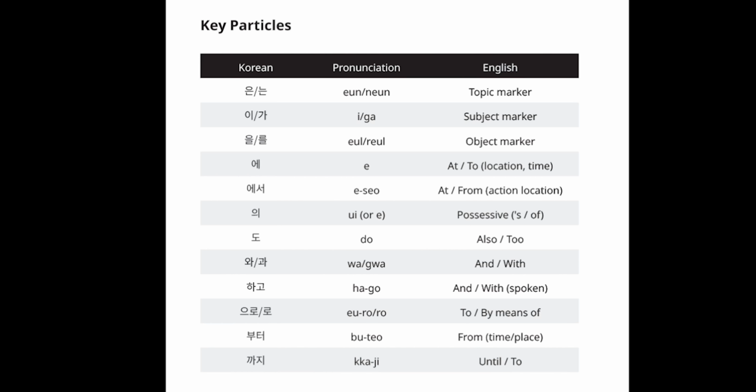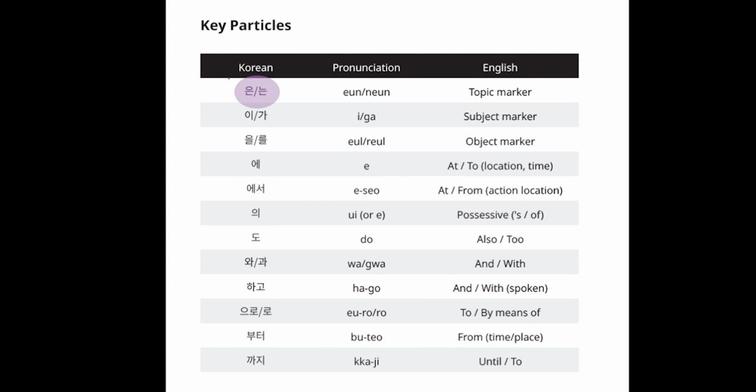So what exactly are particles? In Korean, particles attach directly to nouns to show their role in a sentence. Think of them as tiny labels that tell you, is this word the subject, the object, a location? Unlike English, where word order does most of that work, Korean uses these particles to carry that meaning. Super important to know. Let's go through the key ones.